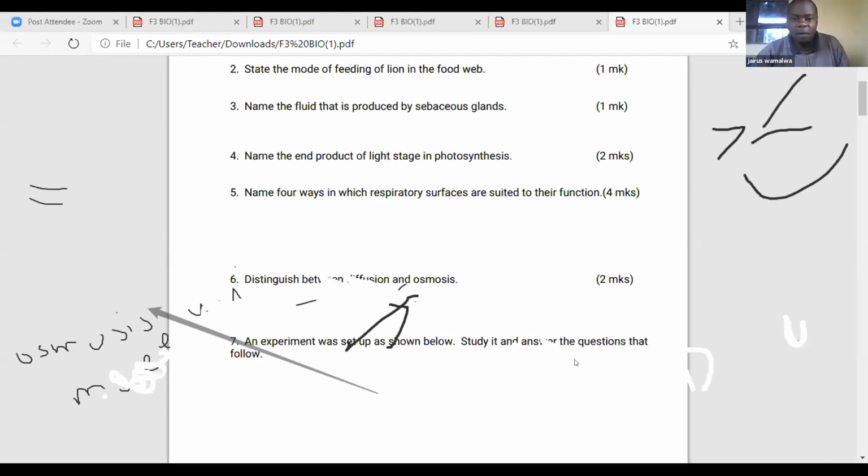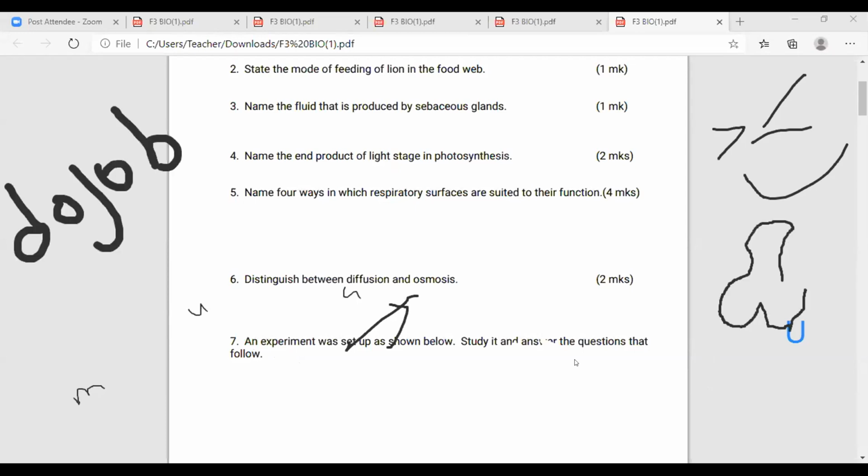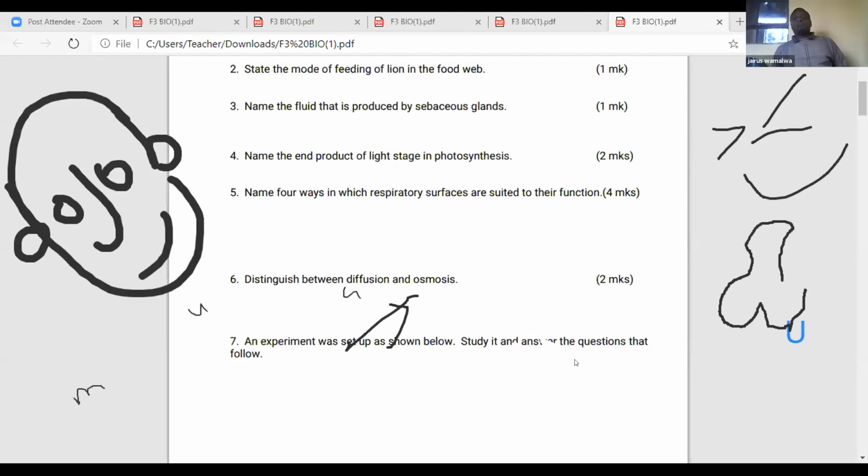Any other person? Brighton. Yes, you're raising up your hand. Diffusion occurs from high concentrated region to low concentrated region, while osmosis occurs between hypertonic and hypotonic solutions. Very right.